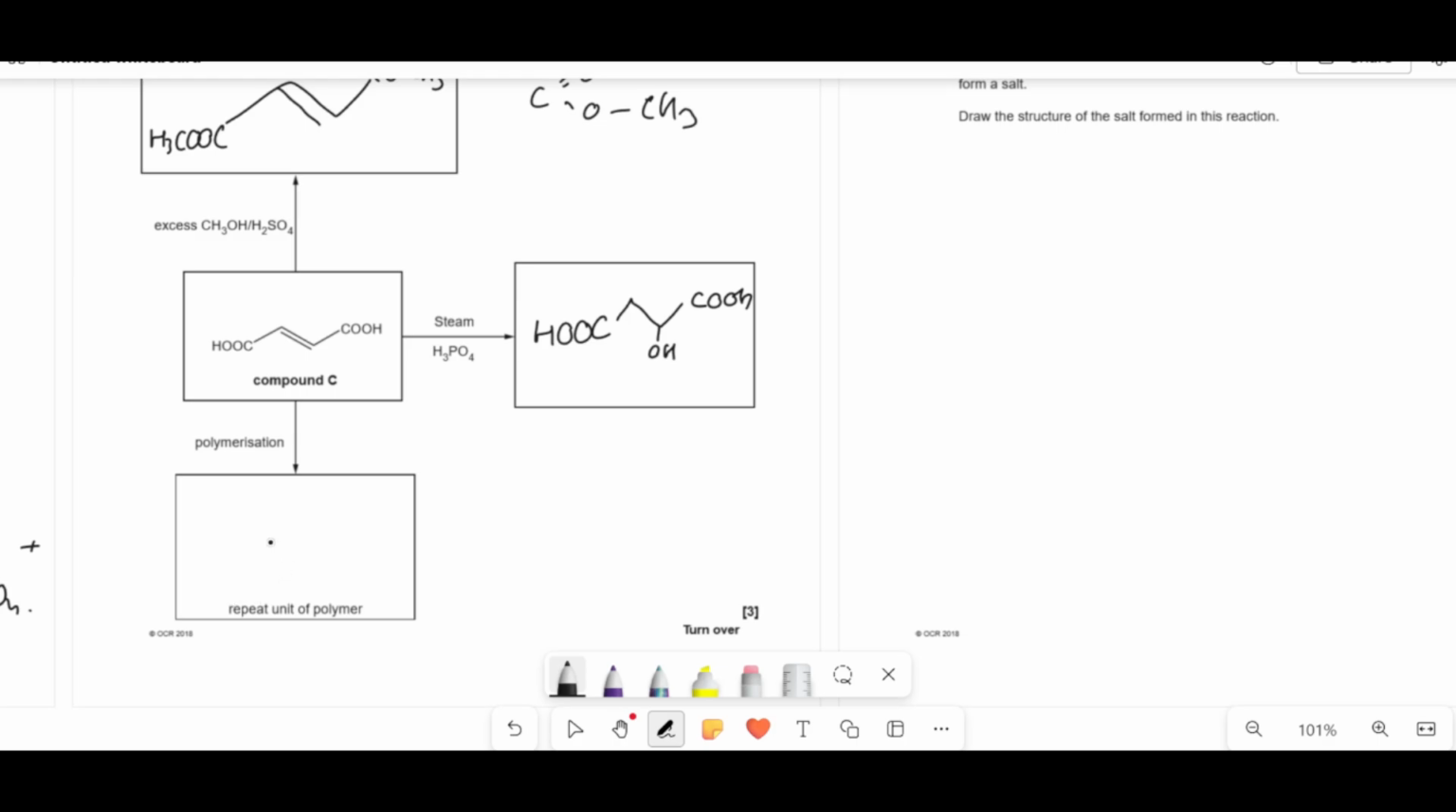So if it wants a repeat unit, what you do is you would draw it open up like this with the dotted lines on either side, right? Sometimes questions might say draw a dimer, or a certain number of units. If it's not asking for a repeat unit, then you'd close it off. But because it wants a repeat unit, you leave them open. So it's going to be H, and then HOOC, and then this could be COOH, H like that.